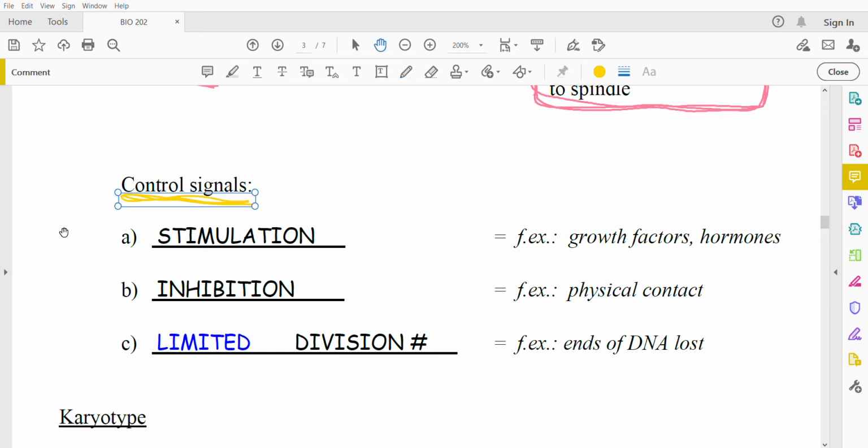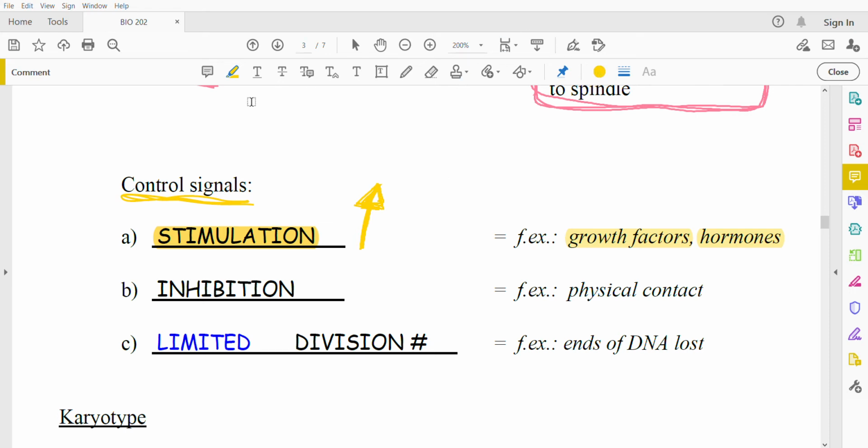And let's start by looking at stimulation of the cell cycle. Stimulation will make the cell cycle proceed. Several things that can stimulate the cell cycle are, for example, various hormones and different growth factors. If you think what a growth factor would do, well, it makes the cell grow. So it makes sense that growth factors would be speeding up or promoting the progress of a cell cycle.